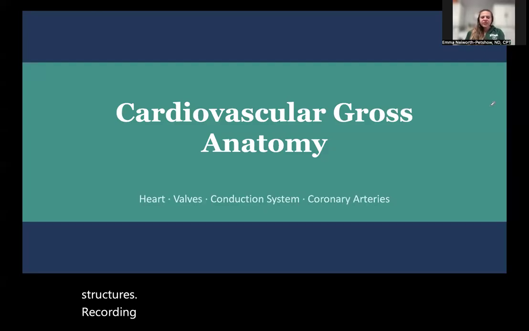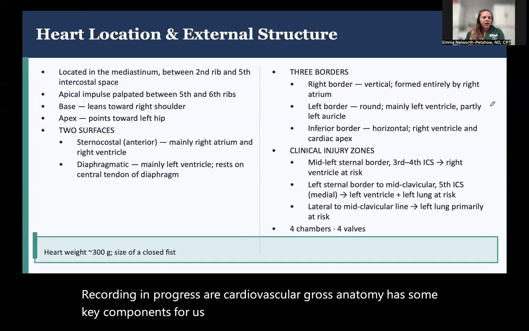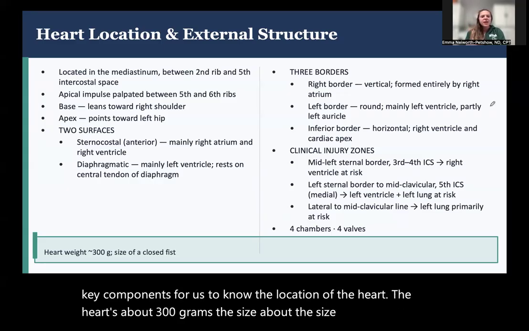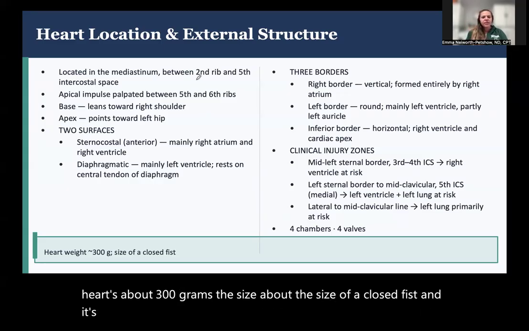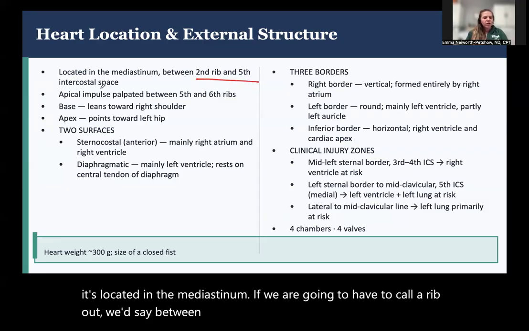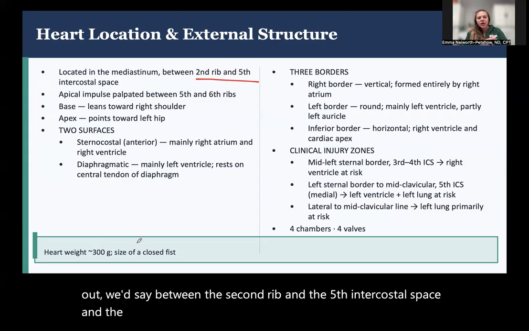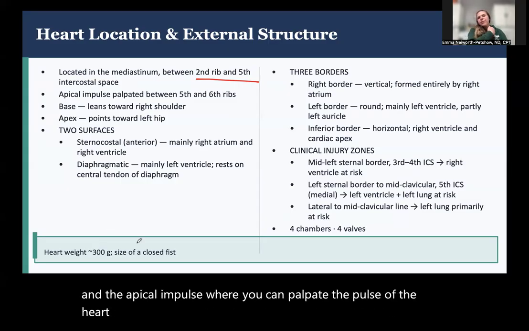Our cardiovascular gross anatomy has some key components for us to know. The heart weighs about 300 grams, is about the size of a closed fist, and is located in the mediastinum. If we were going to call out ribs, we'd say between the second rib and the fifth intercostal space.